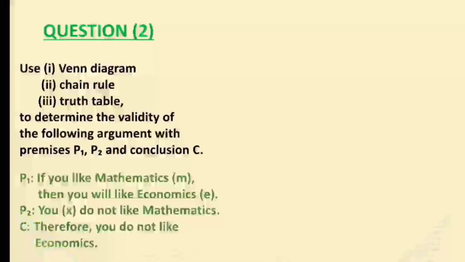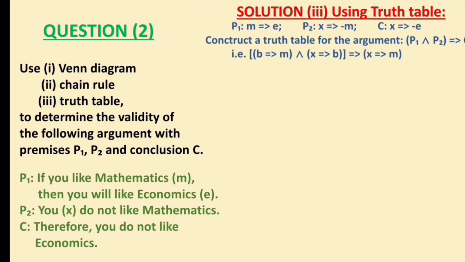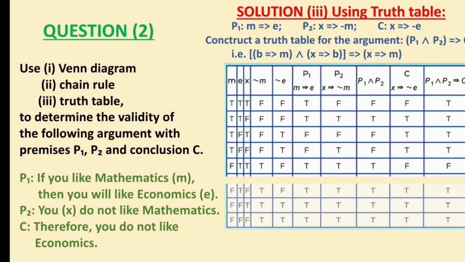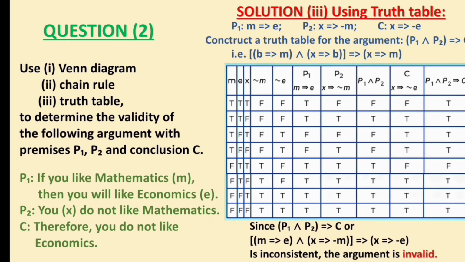Let's solve question 2 lastly using truth table. Now, the truth table we are to construct is the truth table for P1 and P2 implies C. The first premise in conjunction with the second premise implying the conclusion. Now, if you draw the truth table, you will see that the final answer is a mixture of true and false for P1 and P2 implies C. The final answer is inconsistent.